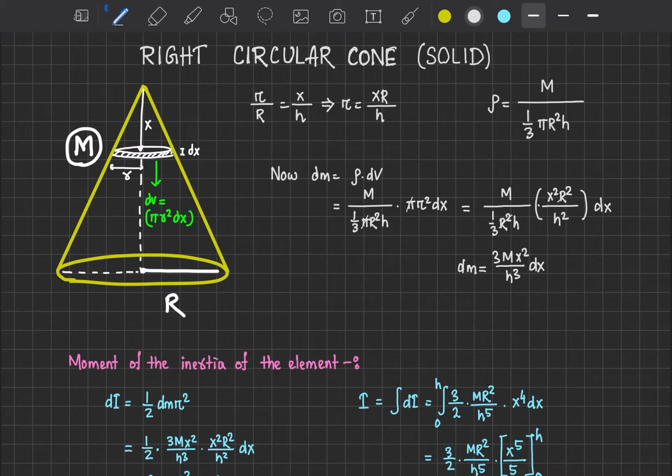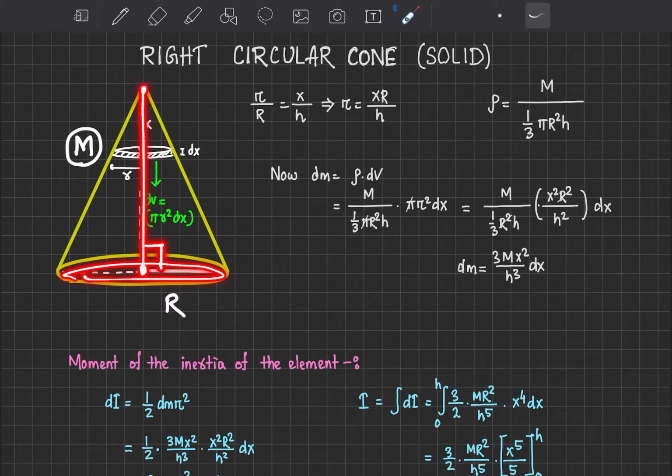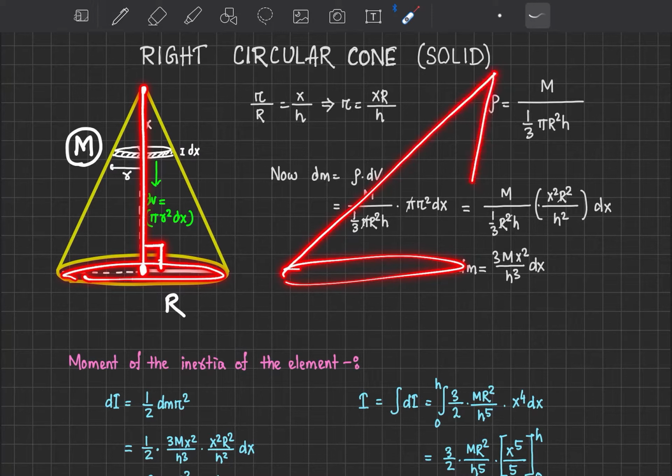Now first of all, what is a right circular cone? That is our concern here. Right circular cone means it is not oblique, meaning if we draw a line joining the apex to the center of the base, then it will make 90° with the base surface. Otherwise there are other types of cones like this, which are called oblique cones because this angle will not be 90°.